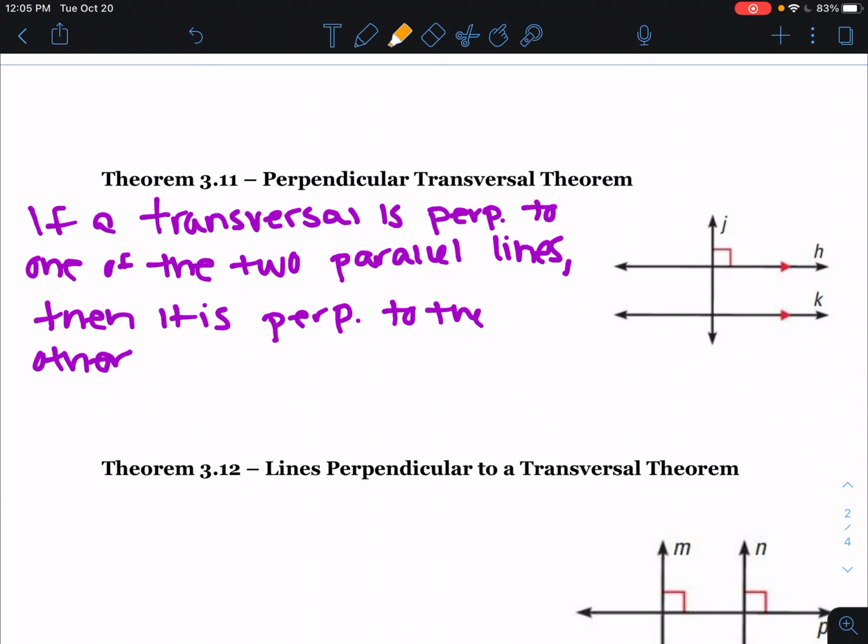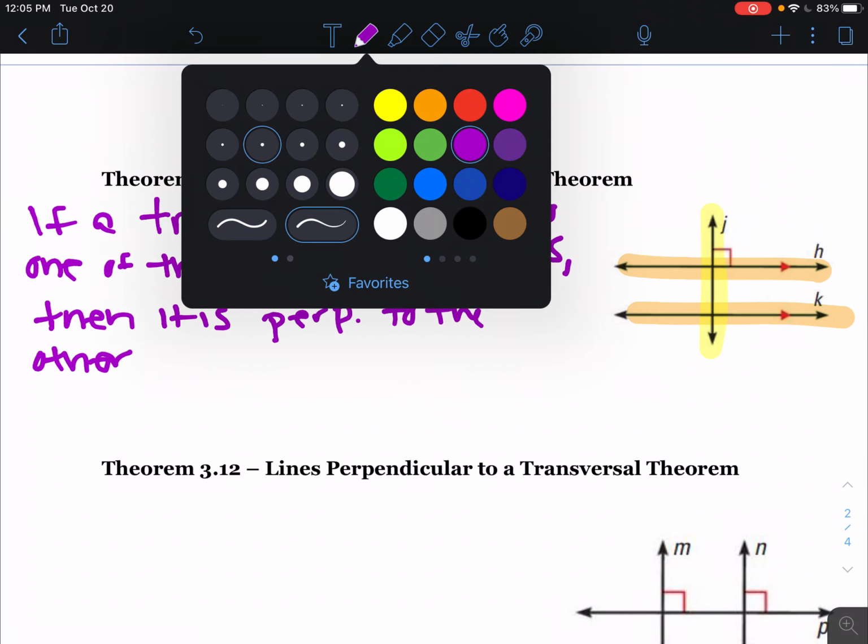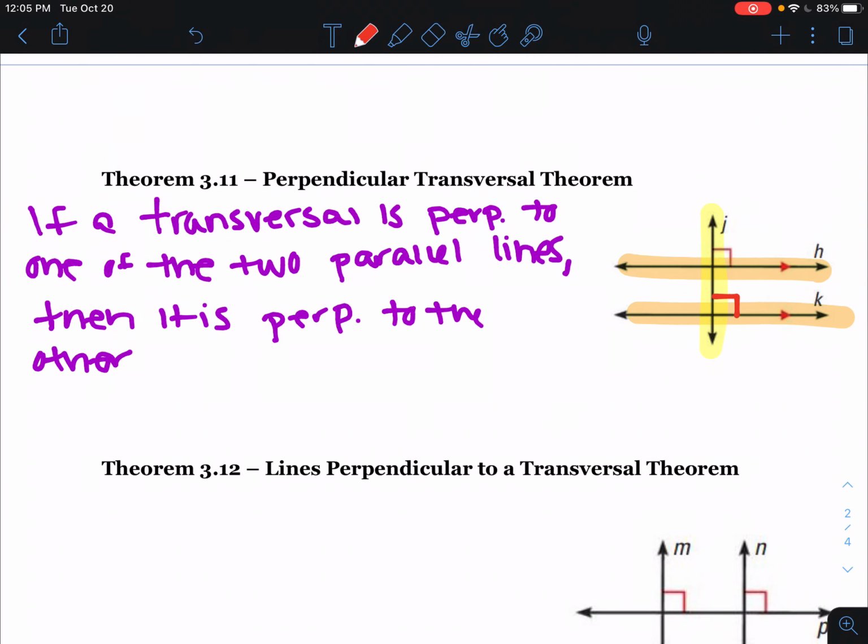So what does this mean? This means that if we have a transversal that has two parallel lines, H and K have to be parallel, and the transversal, J, is perpendicular to one of them, then you can establish that J is also perpendicular to K. So we'd say if H is parallel to K, and J is perpendicular to H, then J is perpendicular to K.